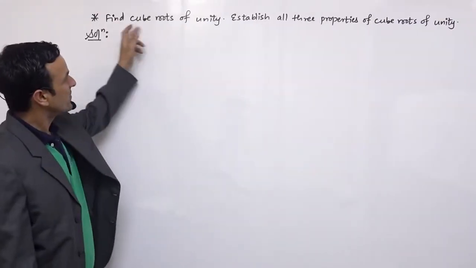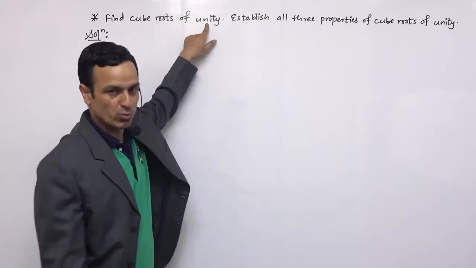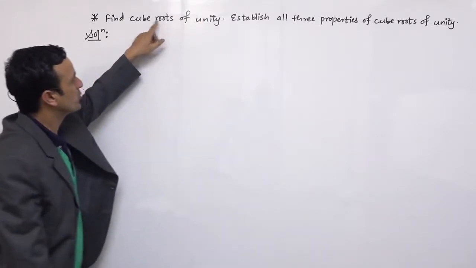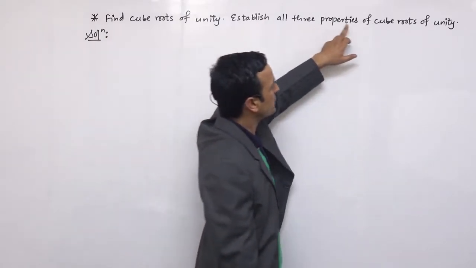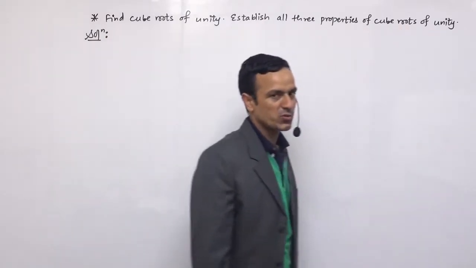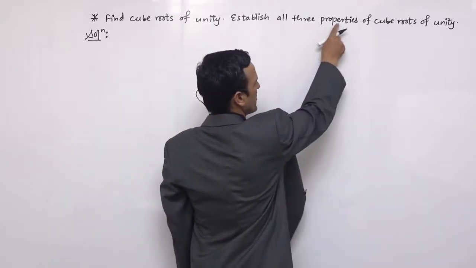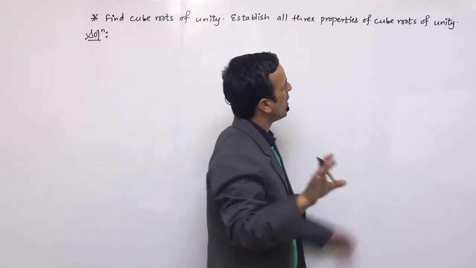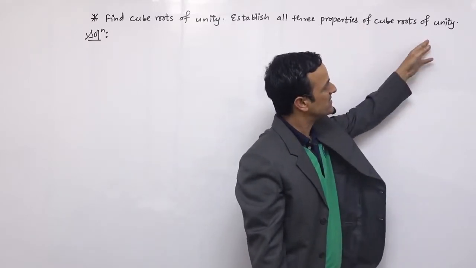So we have a question: find cube roots of unity. Unity means 1. 1 को cube roots हरु निकाल्नुस् भन्ने question हो. Establish all three properties of cube roots of unity. Our second question is, we have three properties altogether. So for all three properties, write down its statement and prove it.